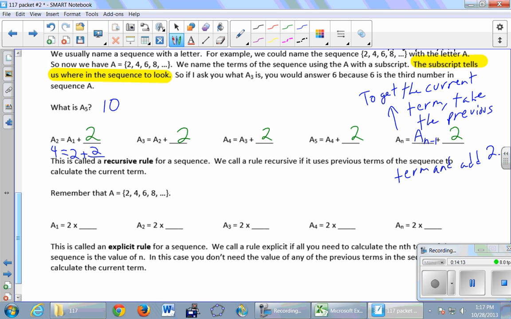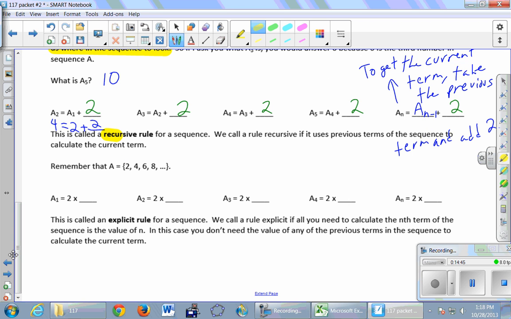Okay, so that's exactly what we had. In order to get the current term, we had to use the previous term, right? We added 2 to the previous term. Anybody know what the beginning of this word means? R-E-C-U-R? What does that mean? It means to repeat, to happen a lot, happen over and over again. So the pattern here is you take the previous term and you add 2 over and over and over again. So that's where the word recursive comes from.